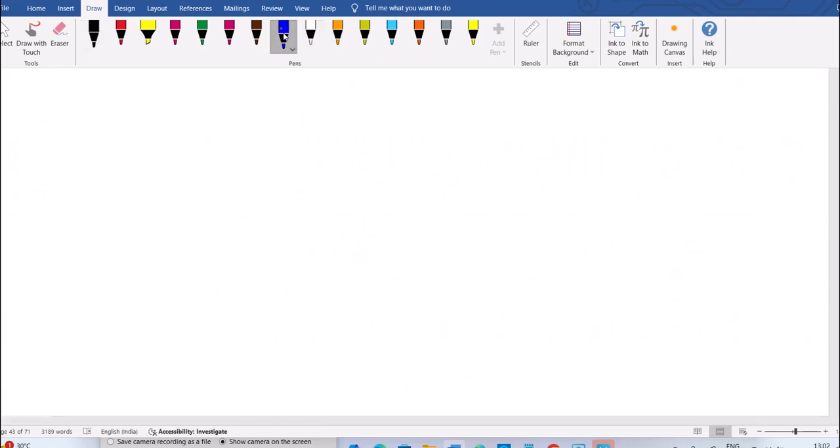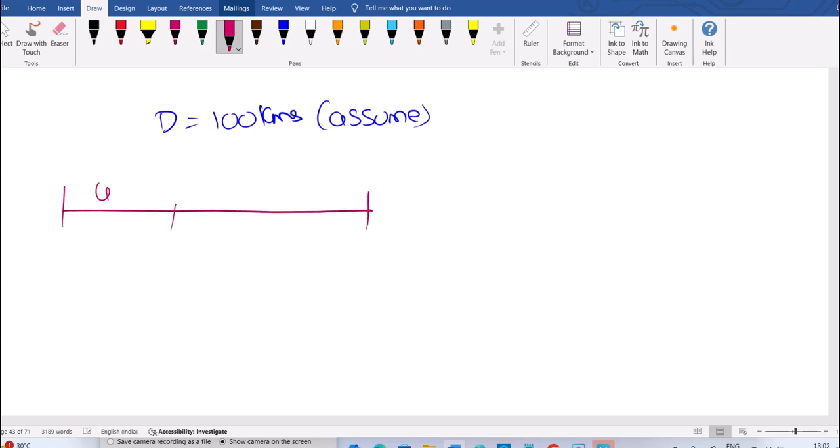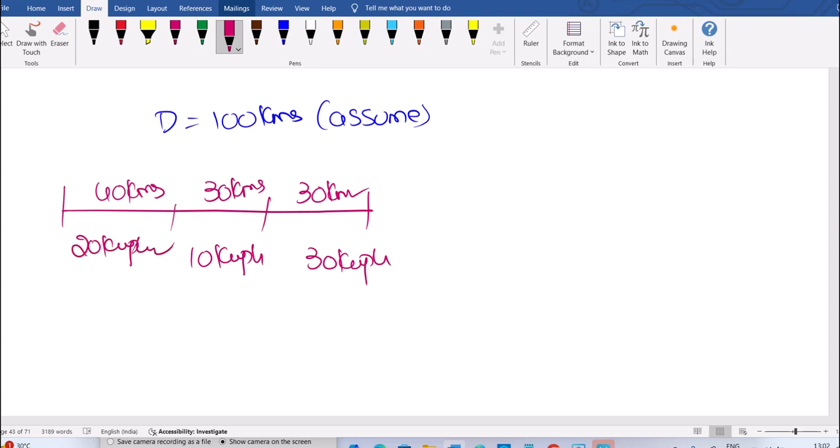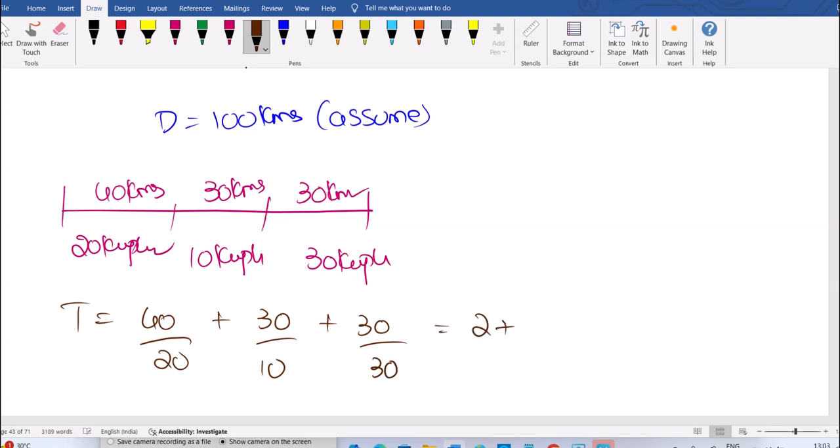In the other method, I don't know the distance, so I'm assuming 100 kilometers. You can assume any value, it's your wish. I assume 100 kilometers total distance. 40% means 40 kilometers. Remaining is 60. 50% of that means 30. The rest means 30. Here this is with 10 kilometers per hour. The last one, initially 40% was with 20 kilometers per hour. Now listen, the time taken is 40 by 20, 30 by 10, 30 by 30. What is this? 2 plus 3 plus 1. How much did you get?